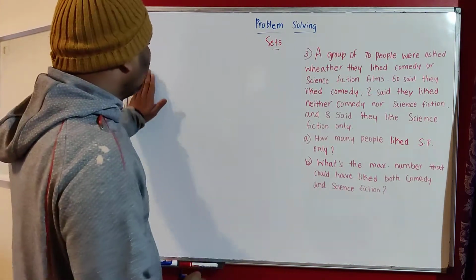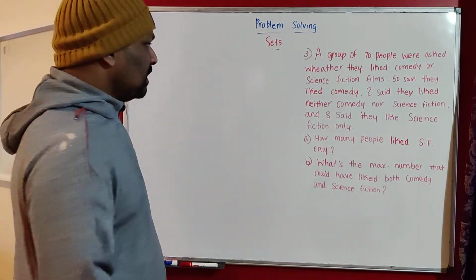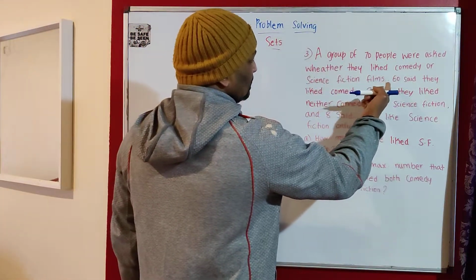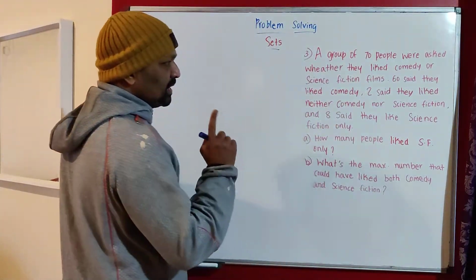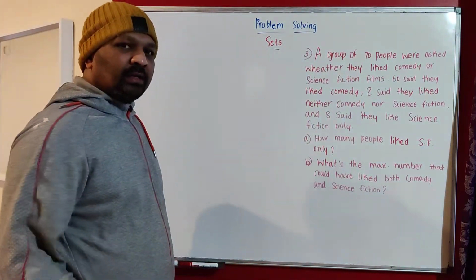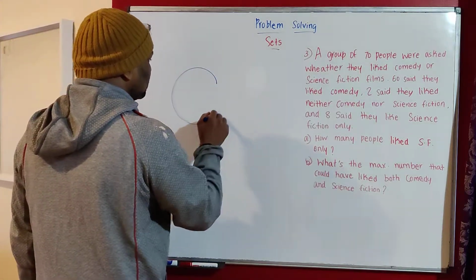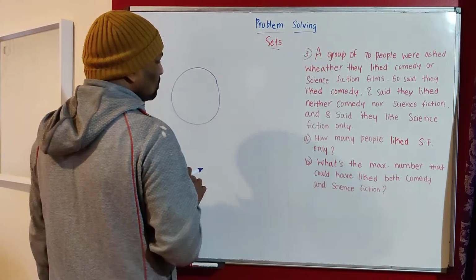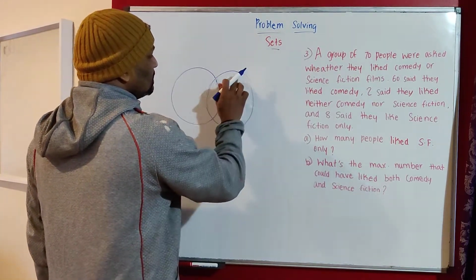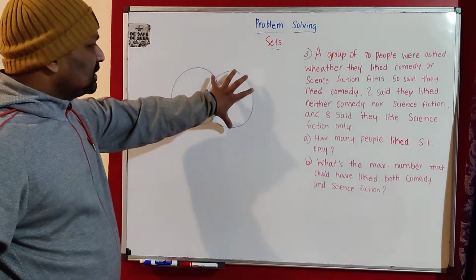For any such problem, the better approach is to go with the Venn diagram. There are 2 sets of people here: the set of people who like science fiction and the set of people who like comedy. Every set is represented by a circle in a Venn diagram. This is one set of people. This is another set of people. So you give some letter to each set. This circle is one set. This circle is another set.